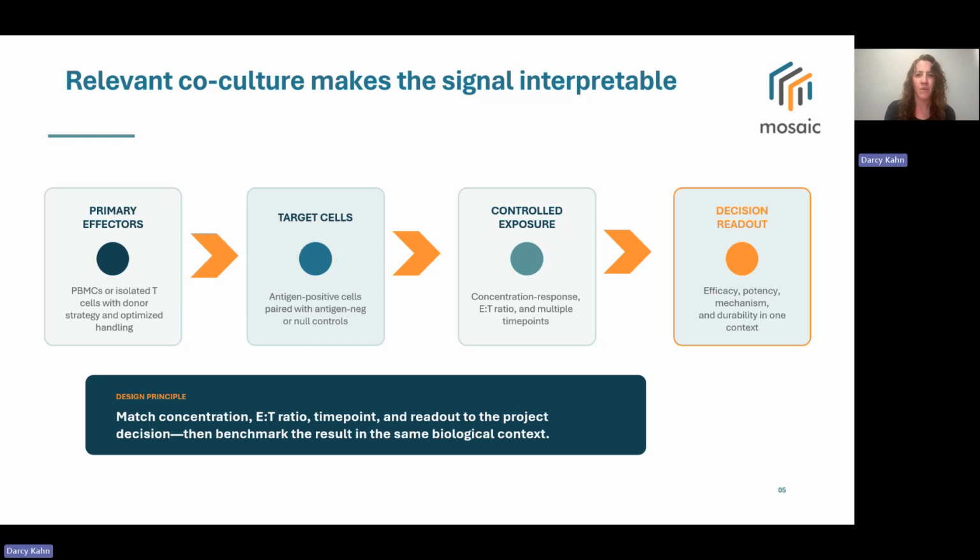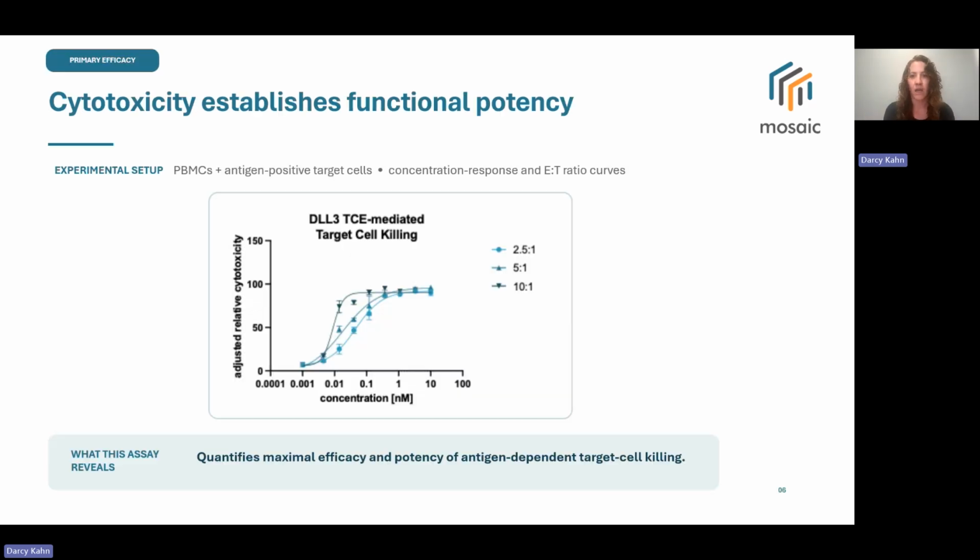I think one more thing before we dive into the data, I just wanted to mention that throughout the rest of this talk, I'm going to use an approved DLL3 targeted T cell engager as our benchmark molecule. As many of you know, using a well-characterized reference is important for letting us anchor the data to something very concrete instead of showing isolated numbers without any context.